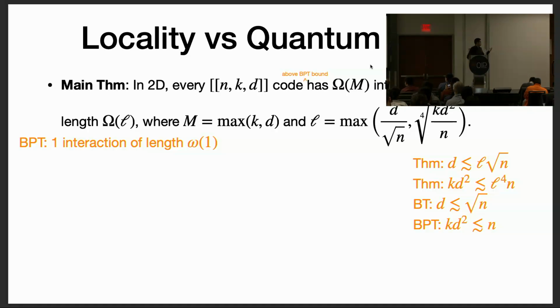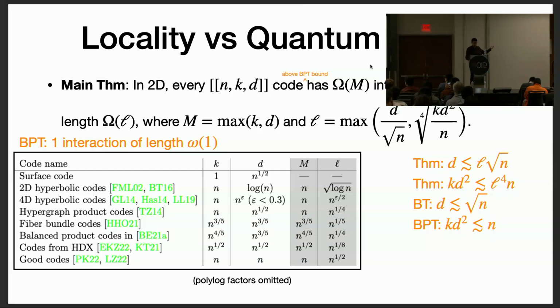And so now what you can do is you can plug this into your favorite codes, and for your favorite codes, either the ones here or the codes that you come up with, you can get bounds on how non-local these codes must be. So for example, for Baspin and Krishna, we recover this bound that good codes need n interactions of length square root of n.